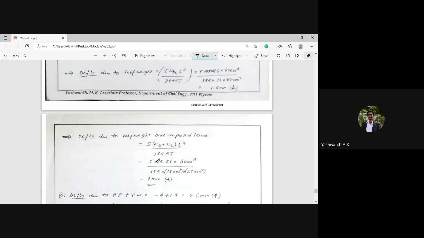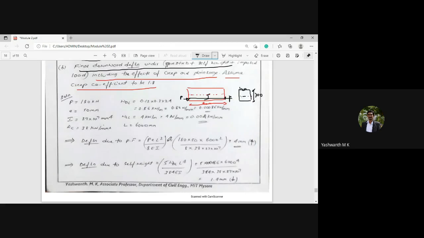So that is 5, multiply by 0.86 plus 4, that is 4.86 into 6000 to the power of 4. Since I have substituted the answer in Newton per millimeter, let me go ahead: 384 into 38 into the power of 3 Newton per millimeter square into I. So the answer will be 8 mm, which is acting downwards. Why I have considered them together, I will explain now.